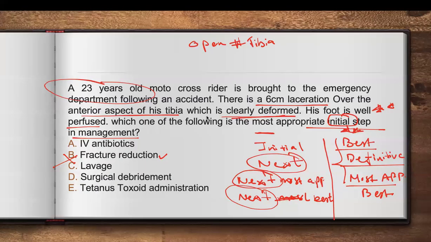So what are we going to choose for this patient? For this patient, we understand that it is an open fracture, neurovascular status is fine. What is our initial step? Initial means next step. So we are not going to go for debridement. We are not going to go for lavage yet. Between IV antibiotic and tetanus, IV antibiotic is the better option to choose.